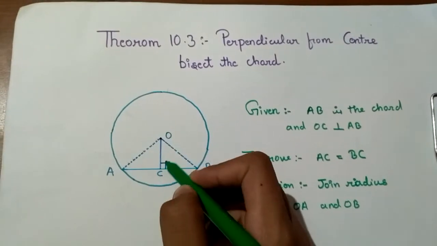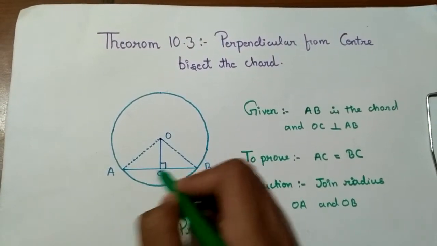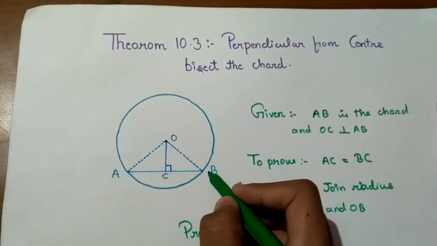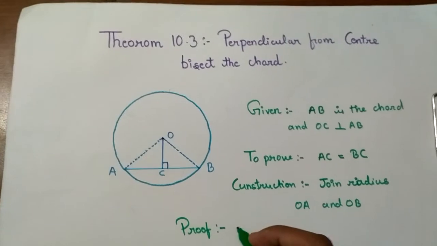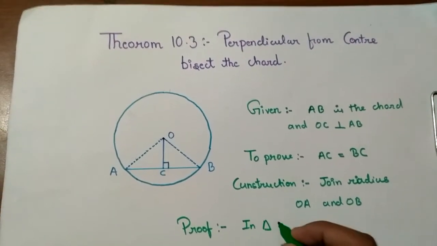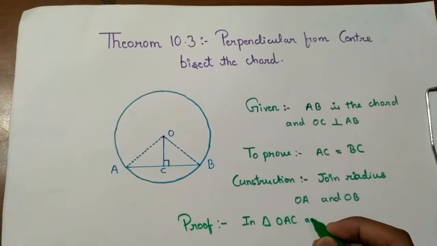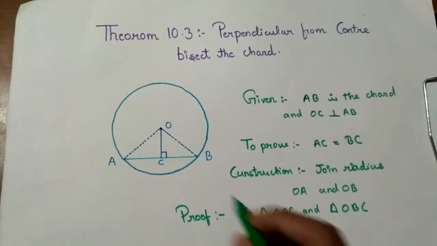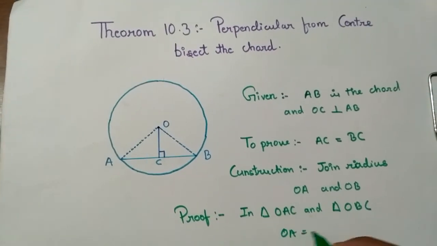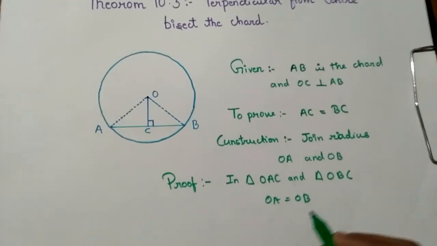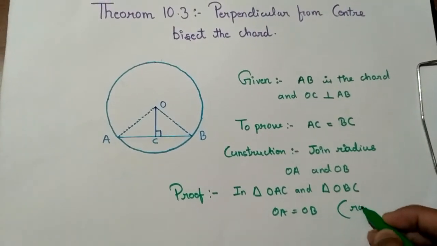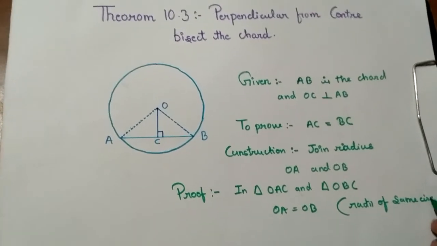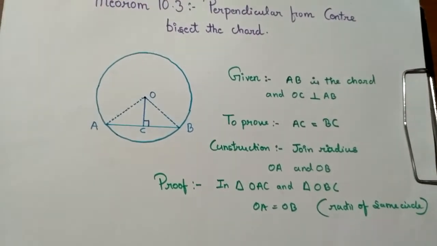to make this proof perfectly, I will take triangle OAC and triangle OBC and make them congruent. In triangle OAC and triangle OBC, OA is equal to OB. So friends, what is the reason here? That is, radii of the same circle. So friends, it's a very easy process.